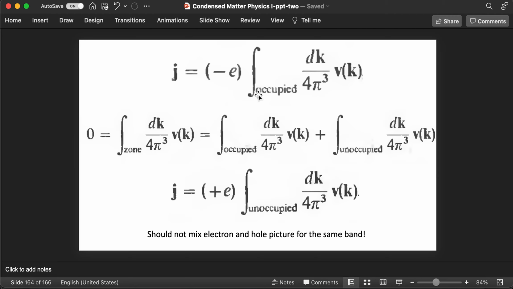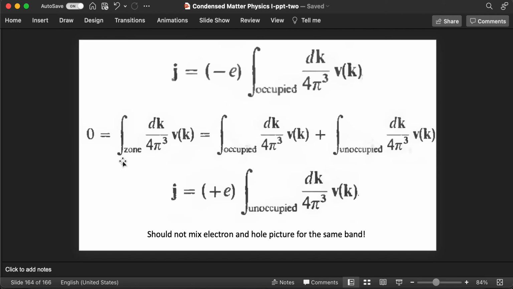Only the occupied states of electrons will result in the current density. But we just saw that if I consider the entire energy band, that is, the occupied states and the unoccupied states, if I integrate over the entire zone, then the current is zero, because if all the energy states are filled, then some of them will have positive velocity, some of them will have negative velocity, there will be no current.